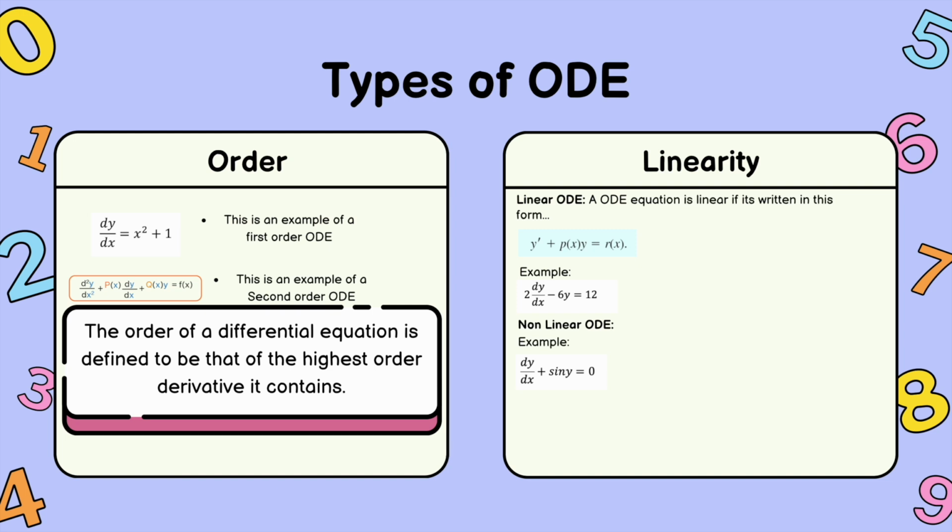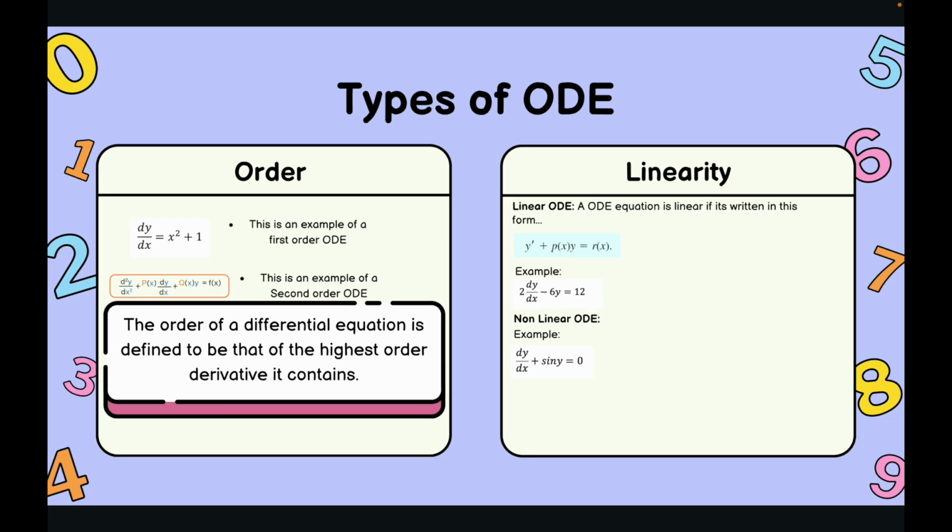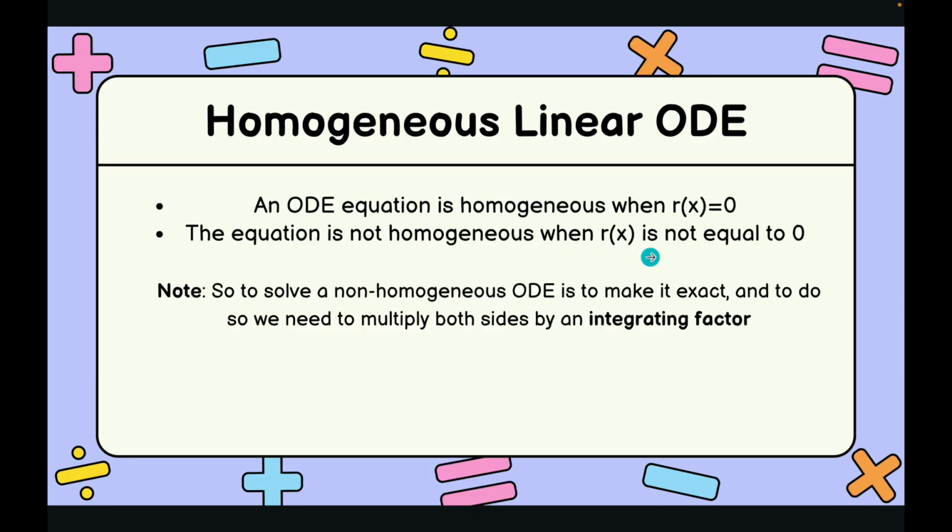equation is linear if it has this form, and it's also linear if the dependent variable and all of its derivatives appear in a linear fashion, and also if it's not multiplied or squared or with sine or cosine. So homogeneous linear ODE. An ODE is homogeneous when R(x) equals 0 and vice versa. And to solve a non-homogeneous ODE, you have to make it exact and also multiply both sides by an integrating factor.